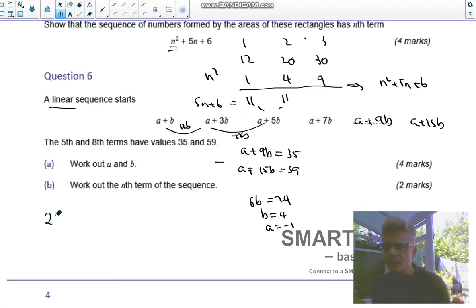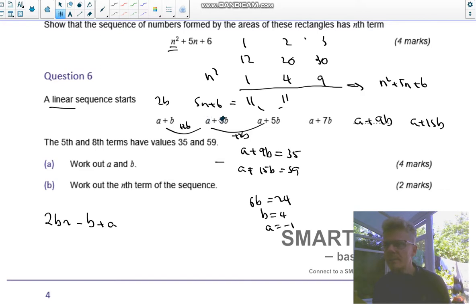So we'd write 2Bn, okay? Because for the first term we get 2B, for the second term we get 4B. What's my adjustment? Well, for the first term, if I put n equals 1 in, I'm getting 2B, but I want A plus B. So I would have to take away B and add on an A. Okay, let's see if this works for the second term.